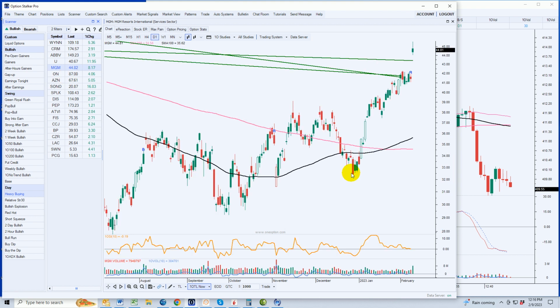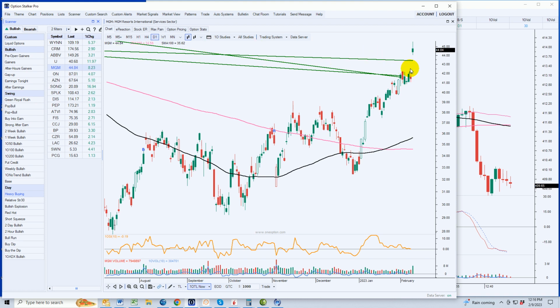And here we've got MGM. That actually looks pretty good as well. So this is an instance where, yes, we could sell the $42 put. That was the prior resistance level, now support. We have two trend lines here. Nice breakout. We also have another older trend line here.